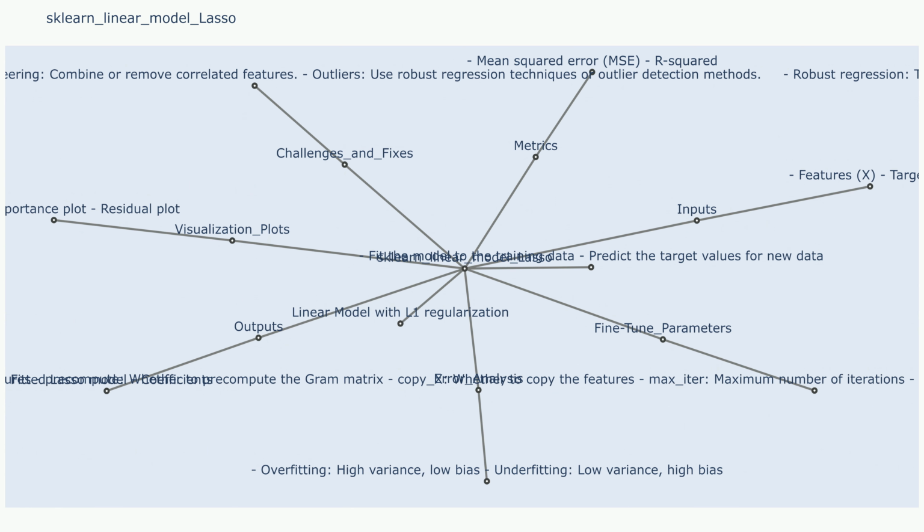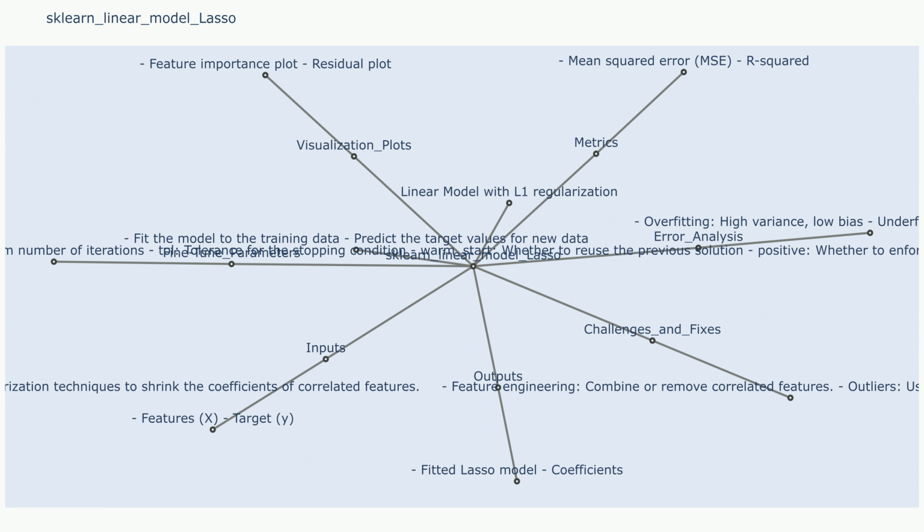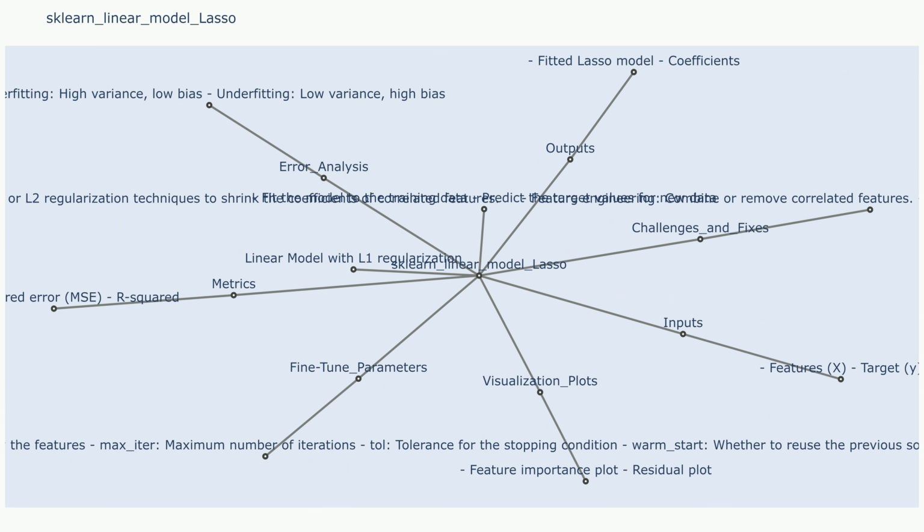Visualization plots: coefficient plot, a bar plot showing the magnitude and sign of each feature's coefficient. This plot helps visualize the feature importance and identify features that have been effectively removed by the Lasso model. Residual plot: a scatter plot of the residuals, the differences between predicted and actual target values, against the predicted values. This plot helps assess the model's assumptions and identify any systematic deviations from linearity.